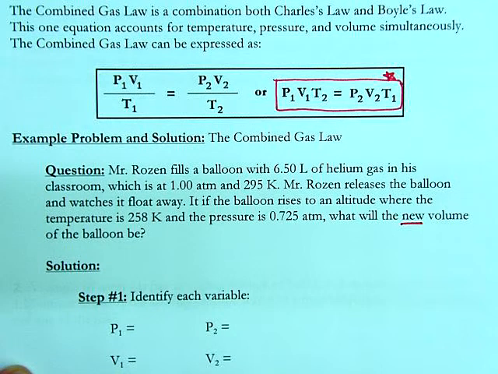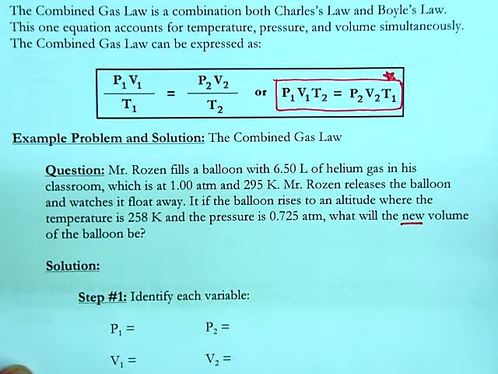In this question, we have a starting temperature, pressure, and volume. I let go of the balloon and it floats up higher in the atmosphere. And higher in the atmosphere, the atmospheric pressure is lower. So the atmospheric pressure lowers and it gets colder, so the temperature goes down. So what's the new volume?